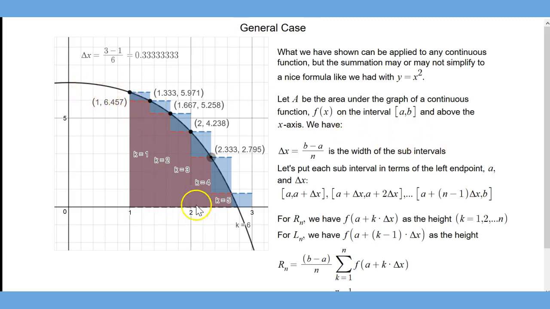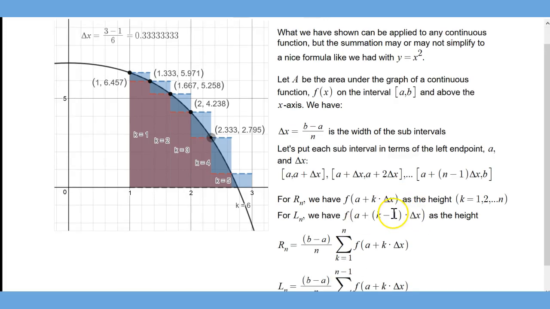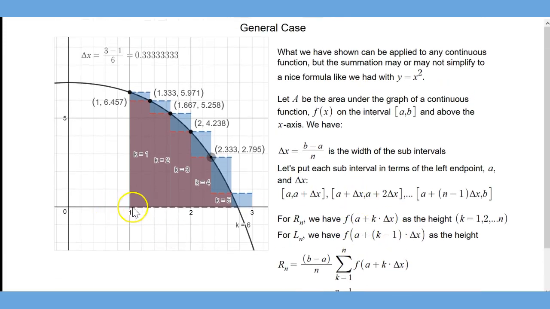So notice that here I have a different interval on the x-axis. Here my function's going from 1 to 3. Before, my function was going from 0 to 1. When the left endpoint of your interval is 0, things are a little bit nicer. But all we really need to do is shift everything over. So if my interval is [a, b], then I chop it up into n units, right? So my delta x is (b minus a) over n.